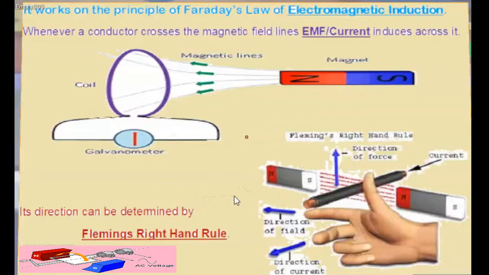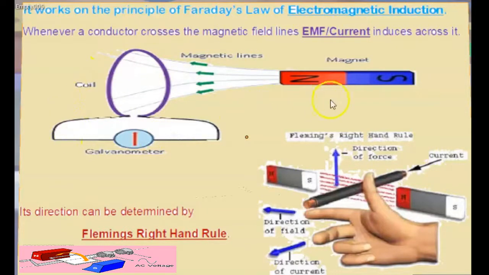In the last video I explained the construction of AC generator. Today I explain the working of AC generator. AC generator works on the principle of Faraday's law of electromagnetic induction. According to this law, whenever a conductor crosses the magnetic field lines, EMF or current induces across it.